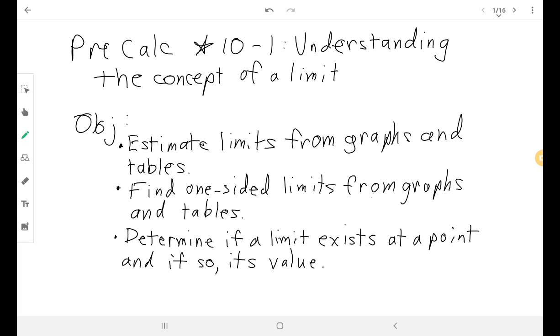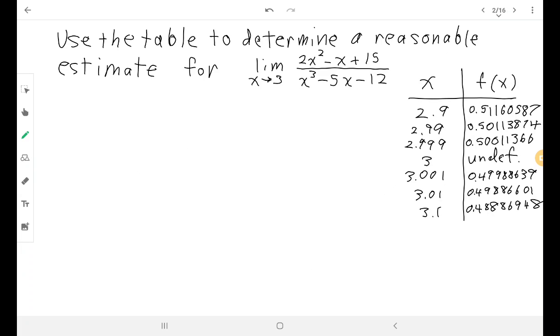We have three objectives for this section. Estimate limits from graphs and tables. Find one-sided limits from graphs and tables. Determine if a limit exists at a point, and if so, its value. So let's look at our first problem here.